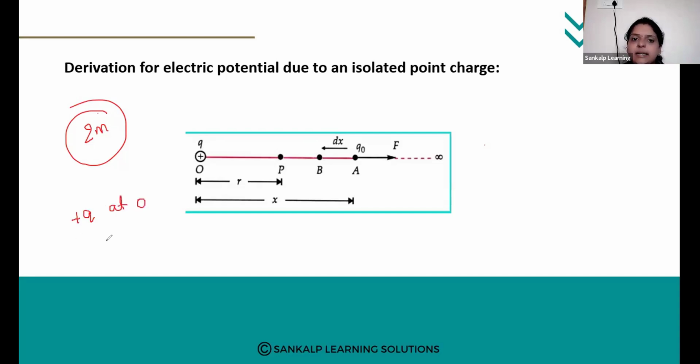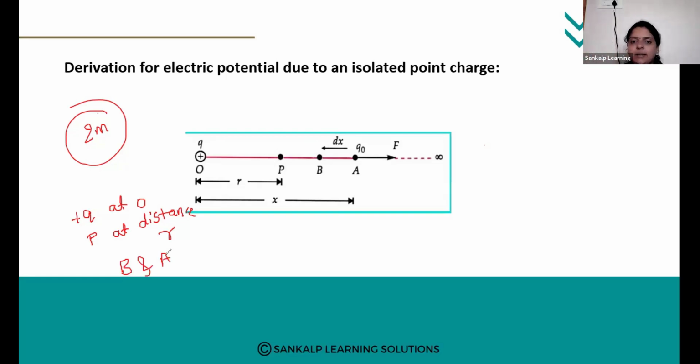Next, what do you see? You see the P point. Look at the figure point by point. First you have a positive charge at O. Next to that, you see the P point, which is at a distance of R. Then next, you are able to see 2 points, that is B and A.